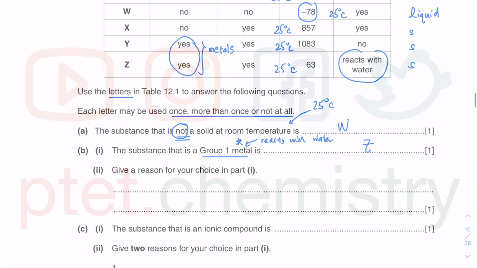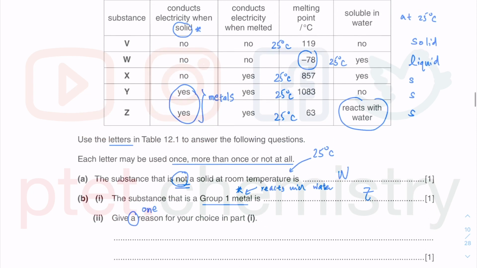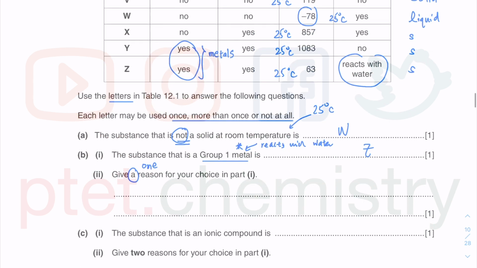Now give a reason, meaning one. I can probably give two reasons. Not just because they are metals, because Y is also a metal. It conducts electricity when solid and molten, but it also reacts with water. So group 1 metals are reactive with water.